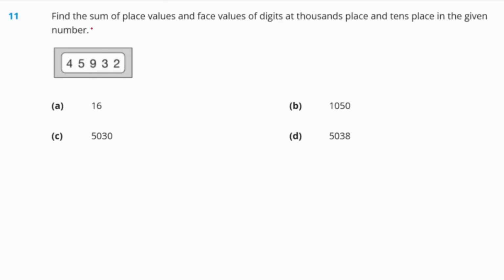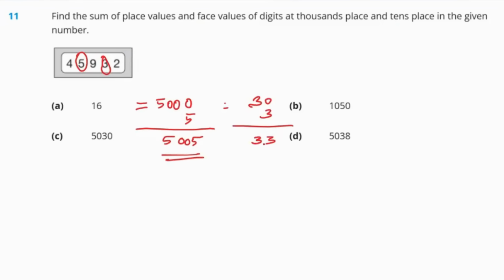So here, sum of place value and face value. First we will find out the sum of place value and face value at thousands place. In thousands place we have 5, and the place value of it is 5000 and face value is 5 itself. So we will get 5005. And in the tens place we have 3. Place value is 30 and face value is 3 only. So we will get 33.